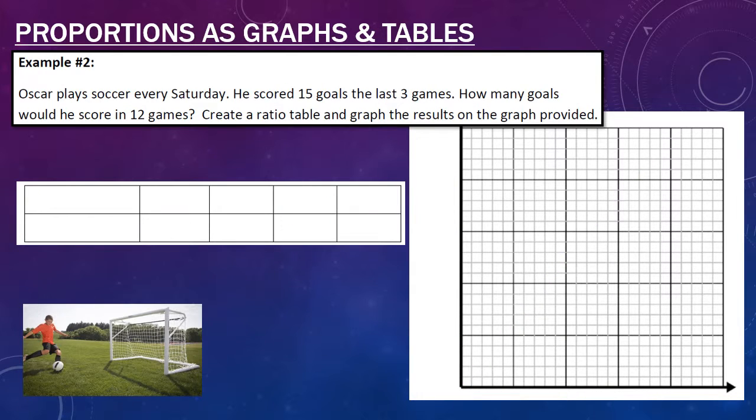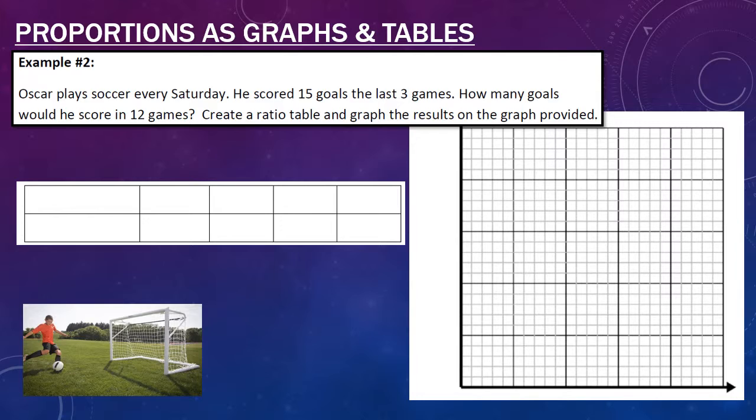Example number 2. Oscar plays soccer every Saturday. He scored 15 goals the last 3 games. How many goals would he score in 12 games? Create a ratio table and graph the results on the graph provided.